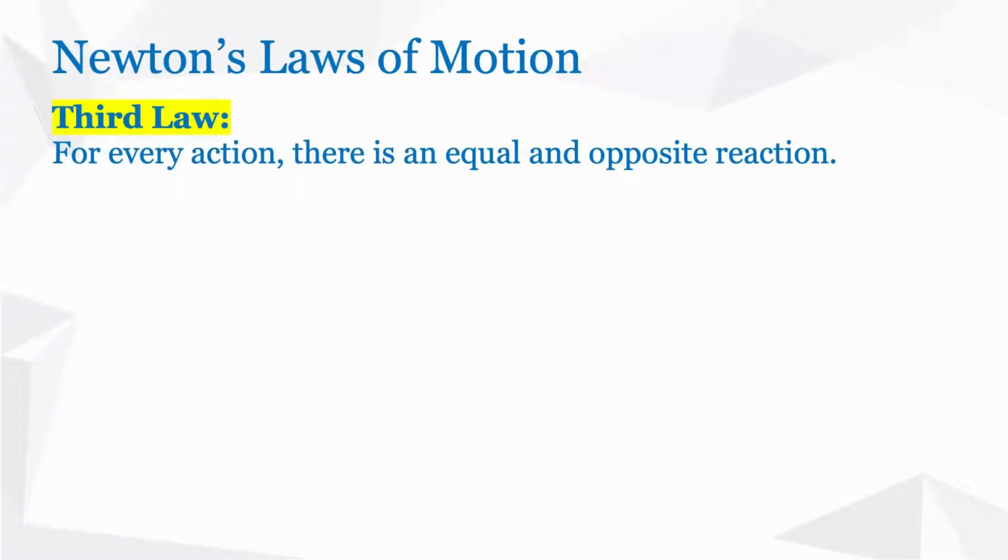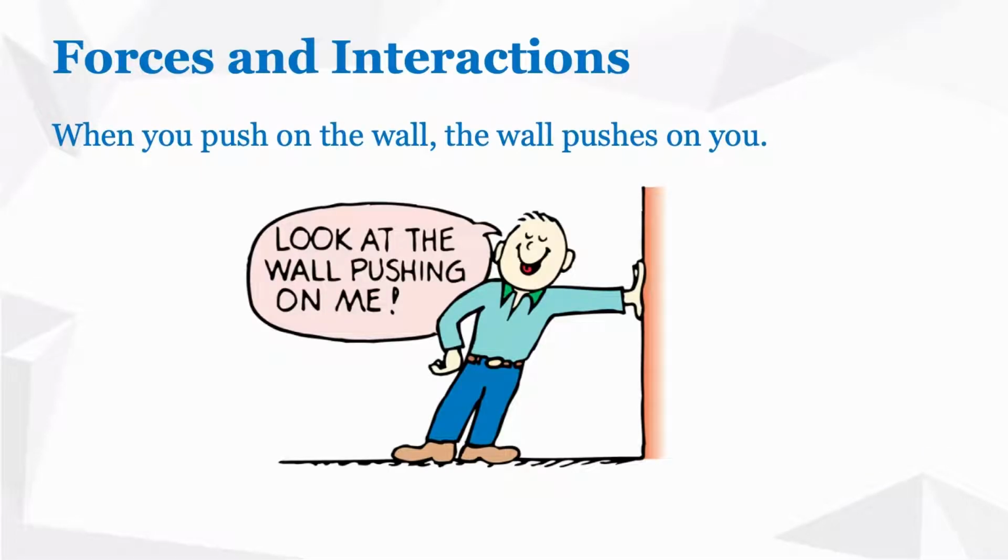Now we move on to Newton's third law of motion. It states that for every action, there is always an equal and opposite reaction. So when you push on the wall, the wall also pushes on you. Newton's third law describes the relationship between two forces in an interaction.